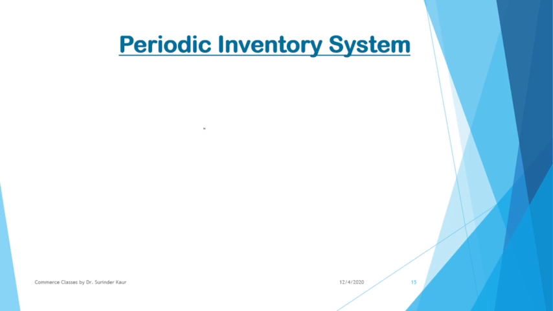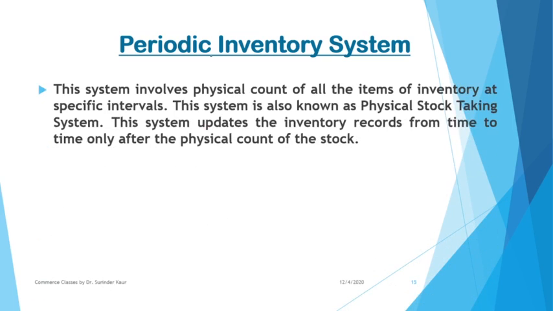Periodic inventory system, that is valuation of inventories or recording of the inventories at the end of a particular period through physical count. So this is also referred to as a system of physical stock taking or physical inventory system. This system involves physical count of all the items of inventory at specific intervals. Now that interval can be a year, it can be 6 months, etc. This is also known as the physical stock taking system, and the system updates the inventory records from time to time only after the physical count.